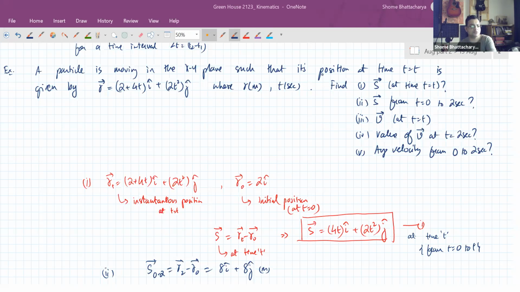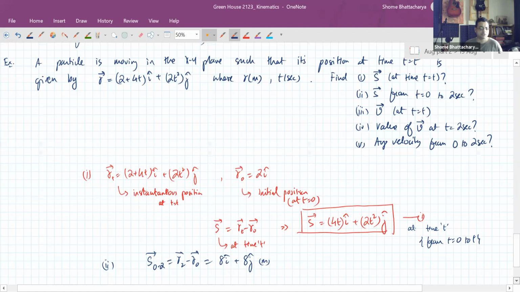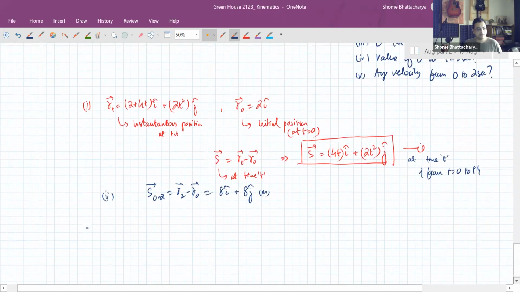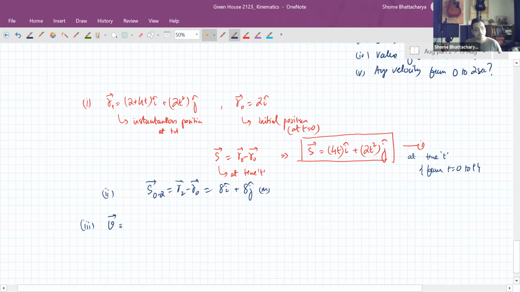Now we come to the velocity. So when we are talking about instantaneous velocity, you can see that we had seen two definitions of instantaneous velocity. Two equivalent expressions. We can express velocity as rate of change of instantaneous displacement or rate of change of instantaneous position. So if I go with the first one, I'll substitute instantaneous displacement as 4t i cap plus 2t squared j cap. If I go with the second expression, it makes no difference when we differentiate this.